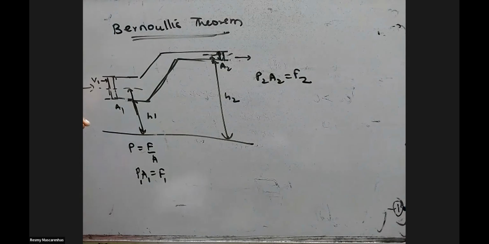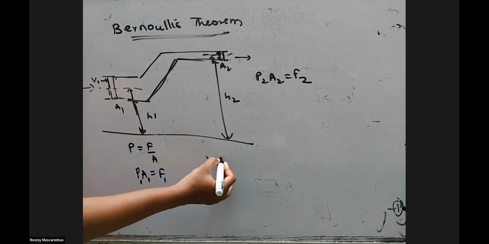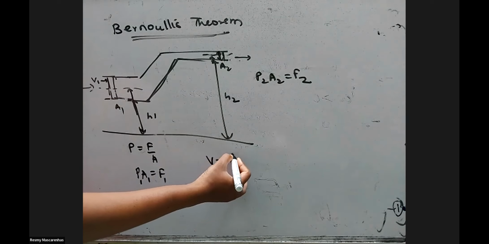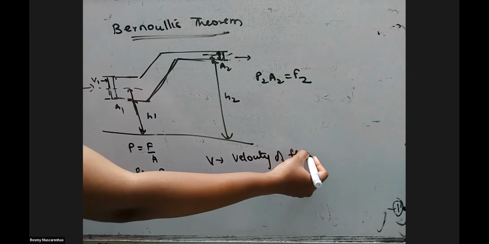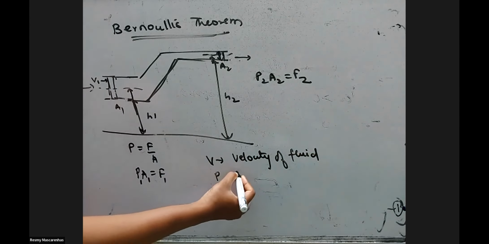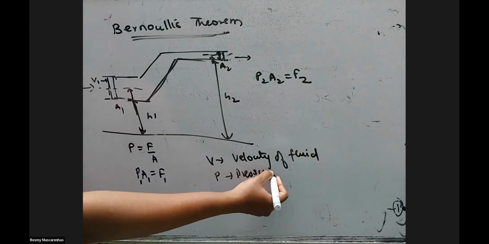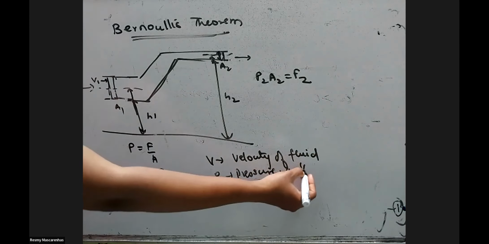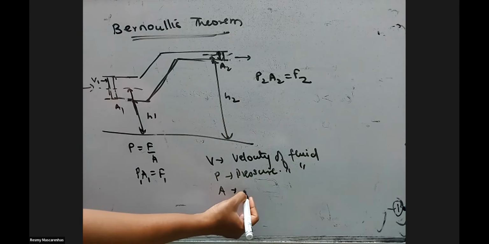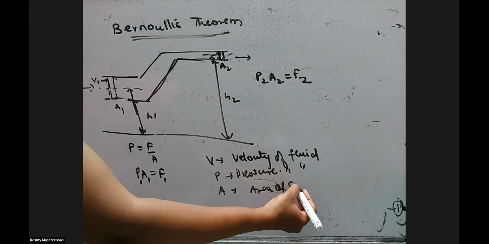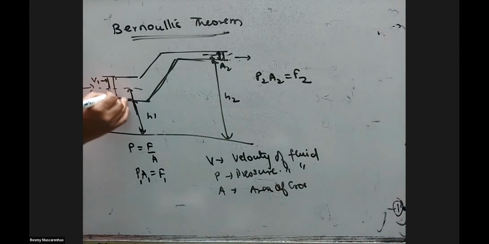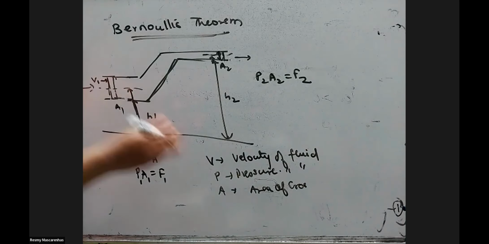So the three things which you need to know are the area, A1. V is nothing but the velocity of the fluid. P is the pressure of the fluid, and A is the area of cross section of the tube. Cross section means this, from this point of view.